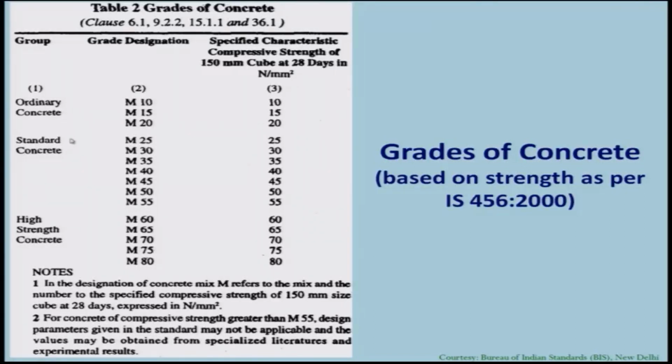Likewise, you have standard concrete where the grade is designated as M25 and it goes until M55, and the compressive strength here ranges from 25 Newton per mm square to 55 Newton per mm square. We also have high strength concrete designated between M60 to M80, with the strength ranging from 60 to 80 Newton per mm square. Remember that this is the characteristic compressive strength of a 150 mm cube at 28 days.